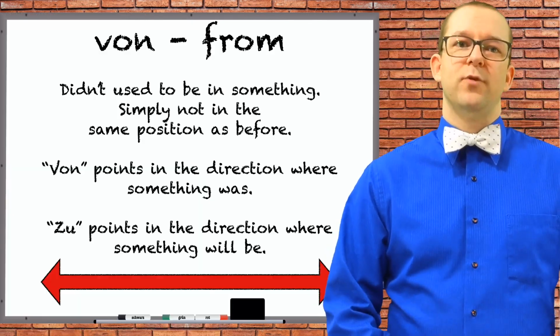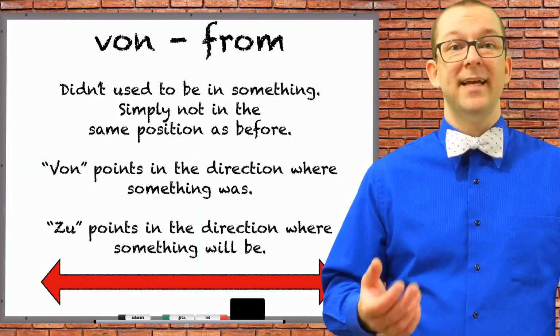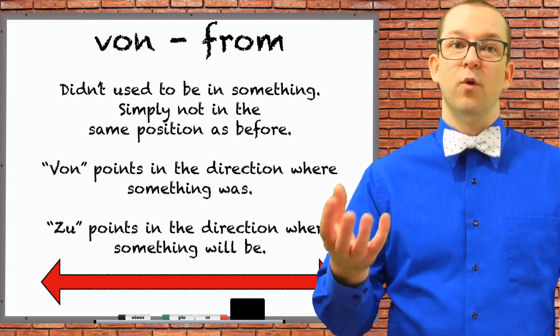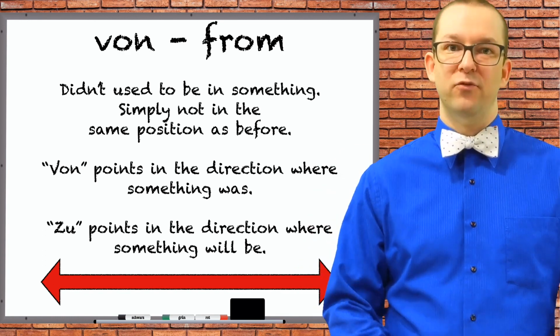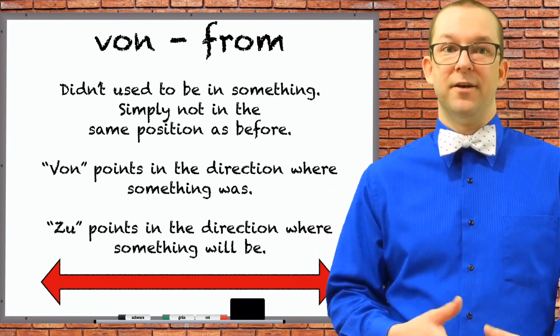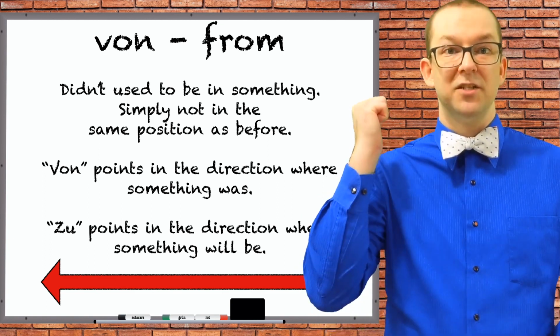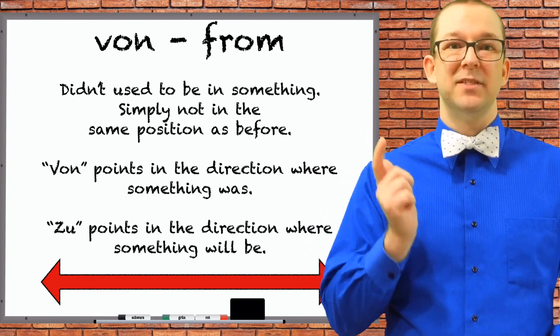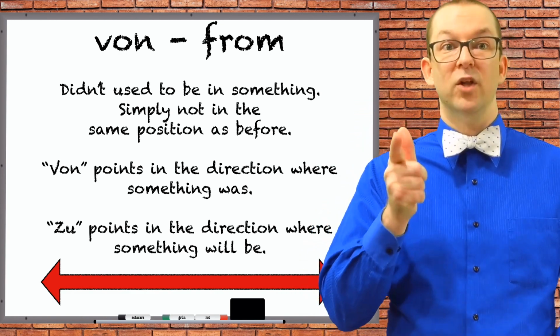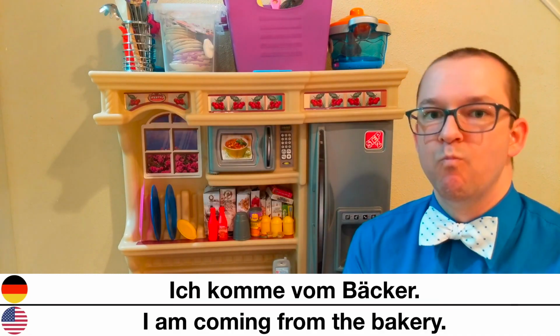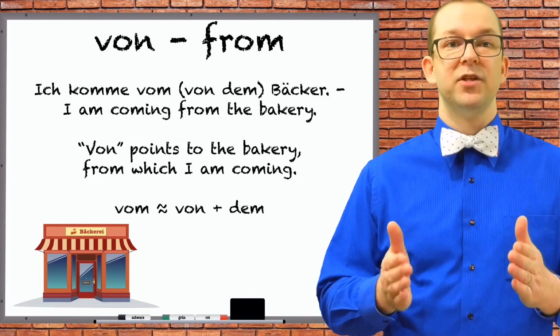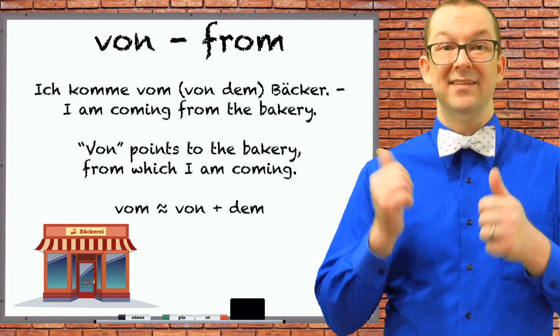Von can also be translated as from, but unlike aus, it is not used for things that were once inside of something else, but rather that it's just in a different place than before. It is from there. Von points in the direction where something was. Zu is the opposite and points in the direction where something will be. Ich komme vom Bäcker. I am coming from the bakery. Von points in the direction of the bakery from where ich is coming.